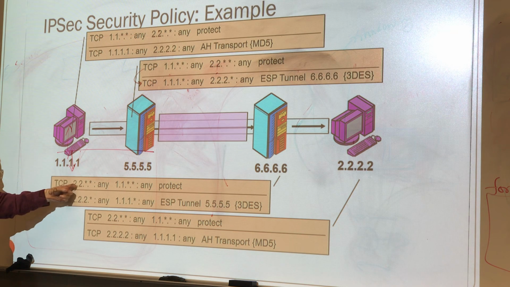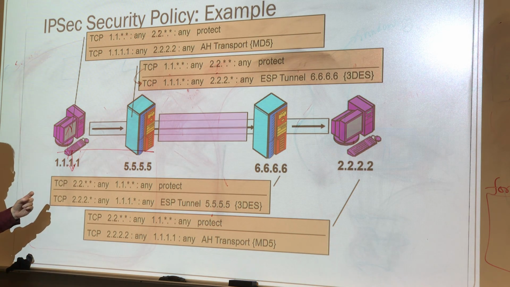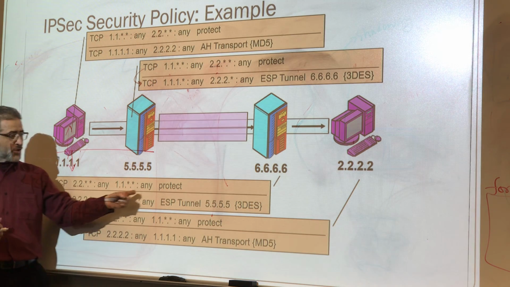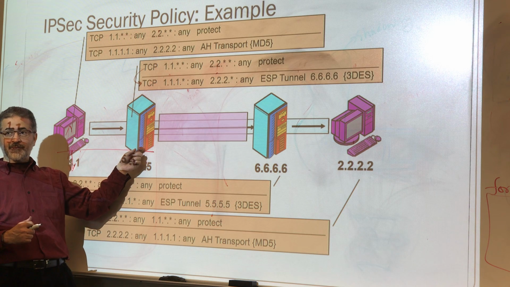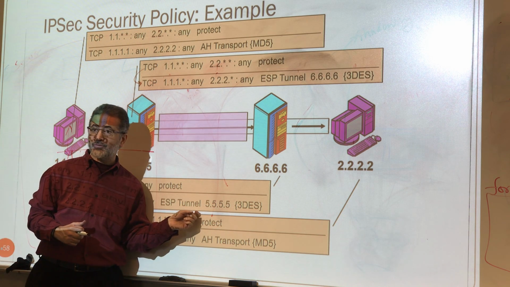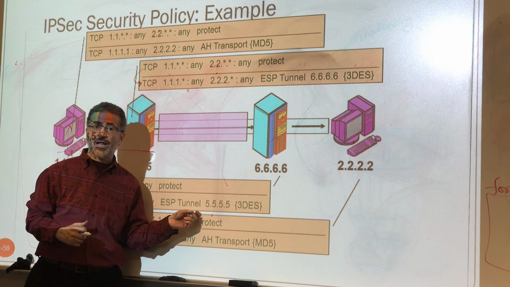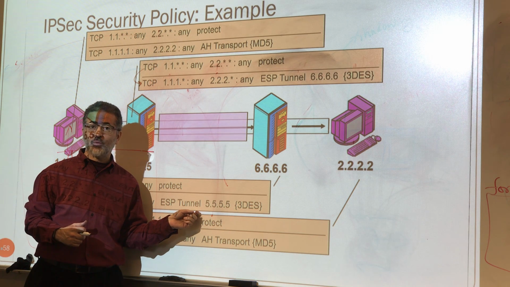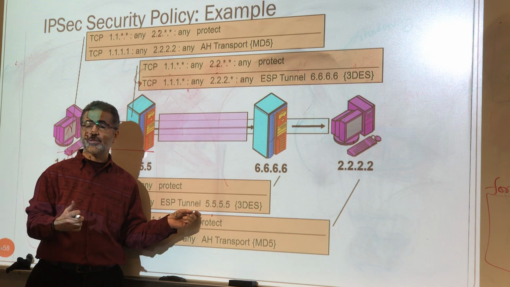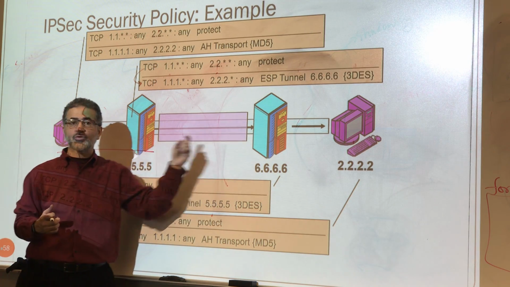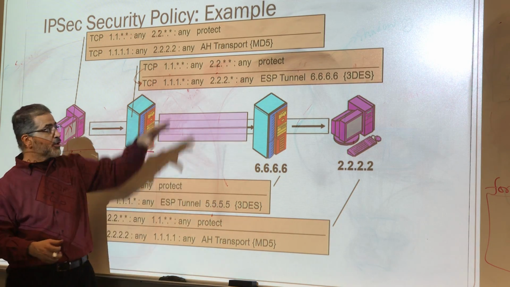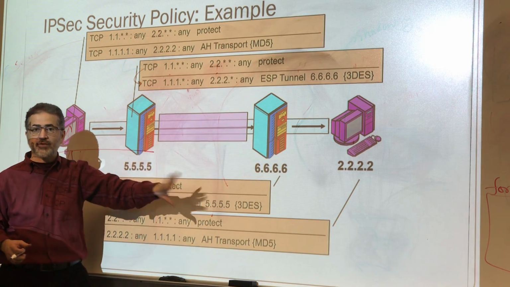It's going from 222 to 111, the opposite. And the map list from 222 to 111 is also ESP, and the end of the tunnel this way is 555. If you don't write it this way, things will fail. It's not like IPSEC will work one way. No, IPSEC will not work. The association between these two will fail if you don't have this mirroring, we call it mirroring, okay?